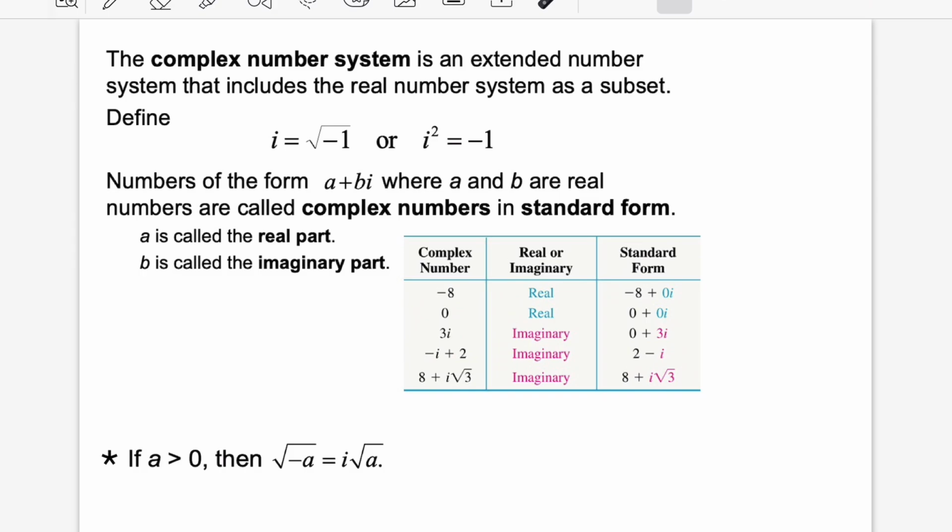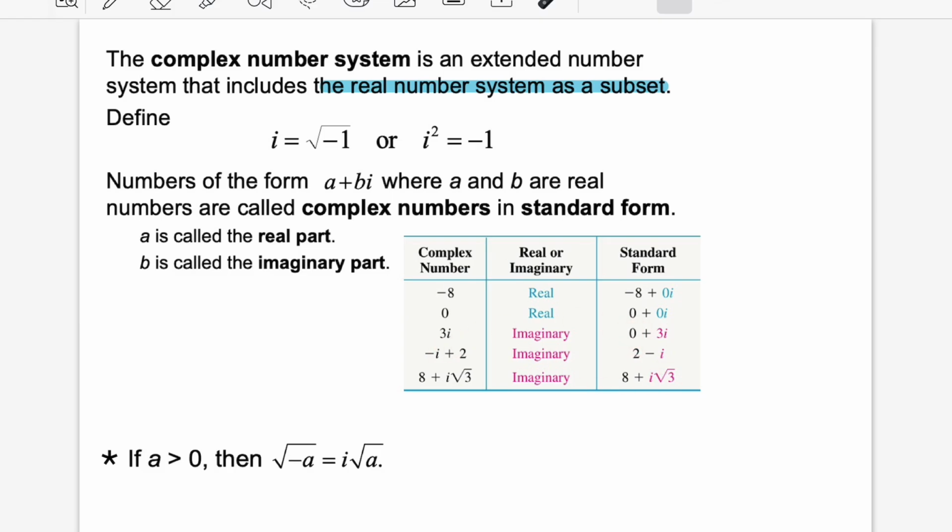Now, the complex number system is an extended number system that includes the real number system as a subset. So what this means is that real numbers are also complex numbers, but in the case where we just have a real number, we say that we have 0 imaginary part, just like this here. We have -8, that is a real number, but just with 0 imaginary part. All right. Now, if we just have 3i, that is also a complex number. It is imaginary, and we just say we have 0 real part in this case, and so on.